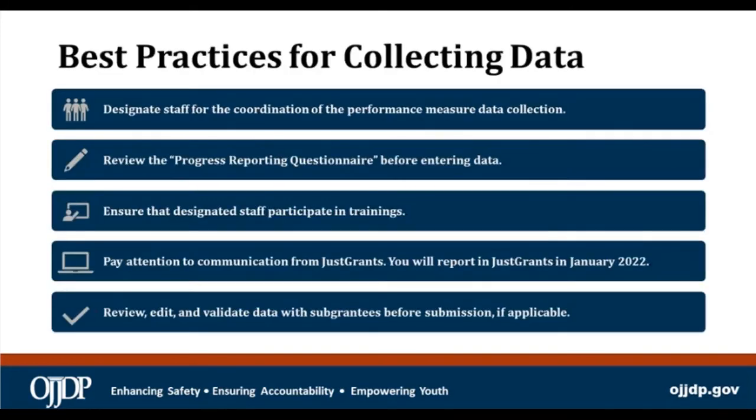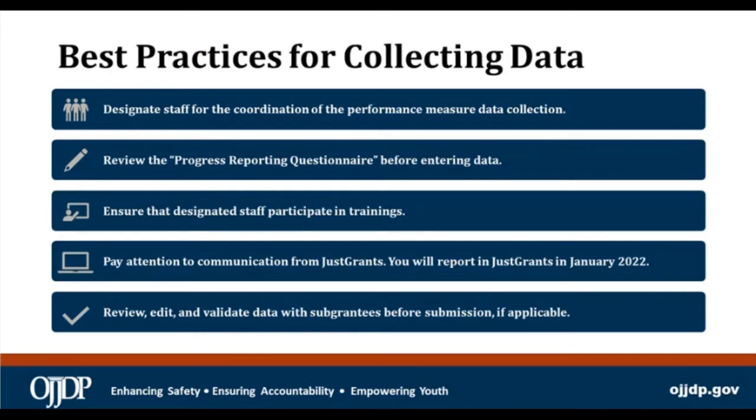There are several best practices that you can implement when collecting data for the upcoming reporting cycle. Actually, this reporting cycle we're in now. You want to be proactive in your approach. You want to designate staff for the coordination of the performance measure data collection process. You want to review the progress reporting questionnaire. You want to ensure that designated staff participate in trainings. You want to pay attention to communication from Just Grants. And lastly, if applicable, you want to review, edit, and validate data with subgrantees before submission.